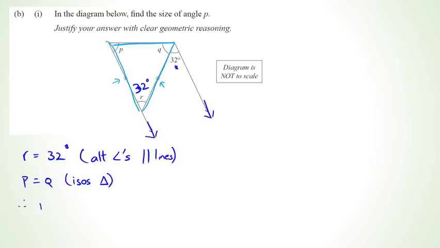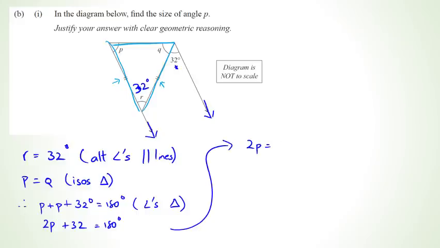Then I can actually say that means P plus 32 equals 180 degrees because they are angles in a triangle. So I've got 2P plus 32 equals 180 right here. 2P equals 180 take away 32, so 2P equals 148 and P equals 74 degrees.